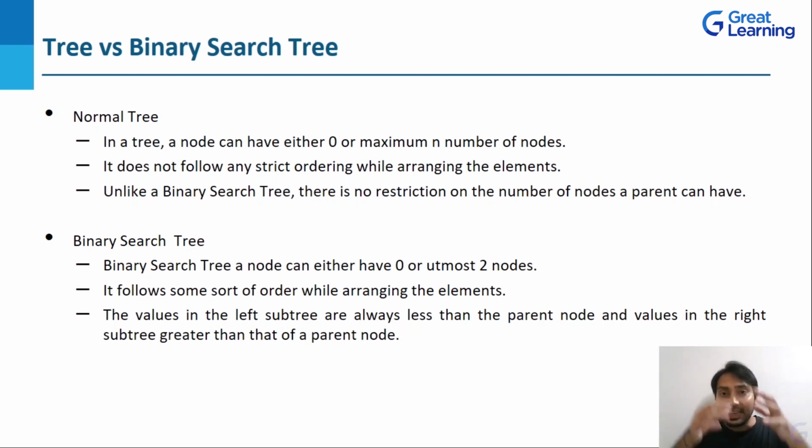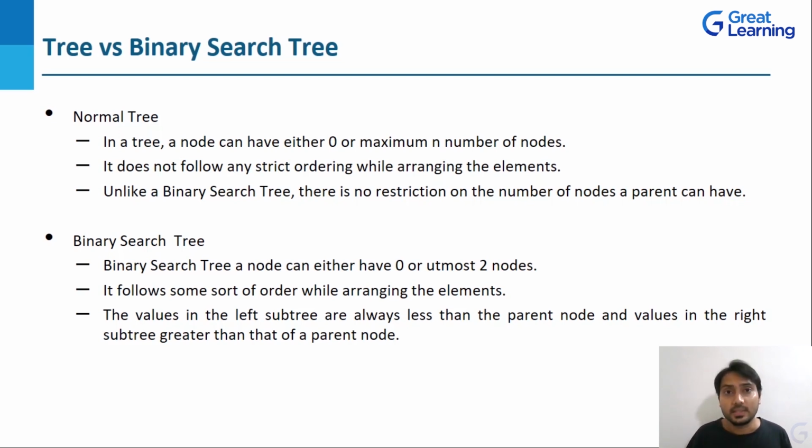And a tree also does not follow any ordering when you're trying to construct it. So there is no arrangement as such that this value should be placed in the right subtree, this value should be placed in the left subtree. You can place that value anywhere, right? And there is no restriction that a parent must have only 2 child nodes or 3 child nodes. You can have any number of child nodes for a parent. Now, let's see how a binary search tree is different from a tree.